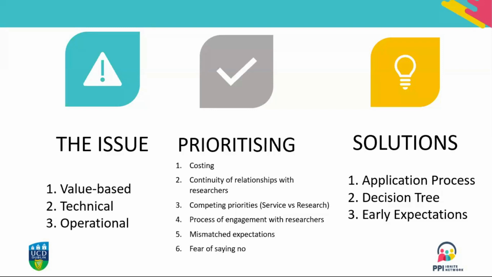The next focused on both that competing priorities piece and the fear of saying no piece. And that was the development of a decision tool, which I'll go through. And then the next one was focused more on the continuity of relationships and the mismatched expectations. And that was development of what we call an expectations of engagement template. And I will explain to you what they mean in just a moment.